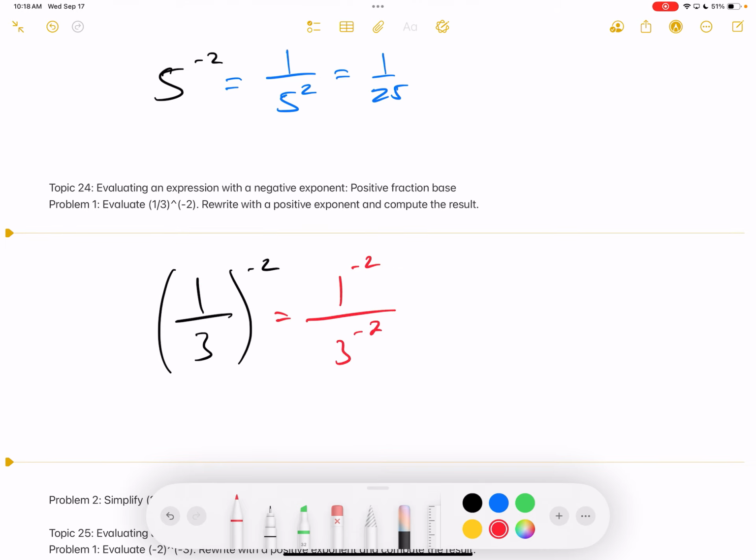This is why I said if it is positive, you move it up or down. Because if this is negative, I'm going to move it down here. And if this is negative, I'm going to move it up here. So you have to move it across the fraction bar to turn the exponent positive. It does not turn the number positive. It turns the exponent positive, okay? You're only changing the exponent. So this would be 9 over 1, which is just 9.